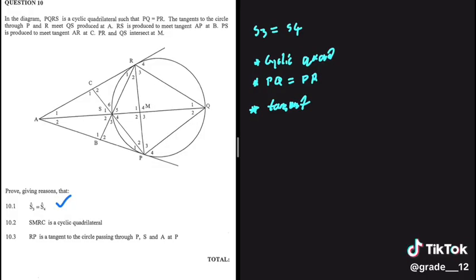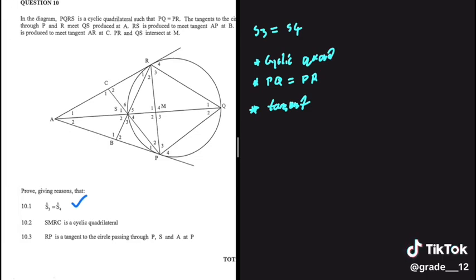So let's go ahead and give it a try and see what happens. I had a lot of people saying that they couldn't even answer one question from question 10. I wonder why that is the case, but I hope I'm going to be able to get at least one correct. Let's see. So S3 is equal to S4. Let's look at our first keyword. Our first keyword is cyclic quad. So let's see if we can make sense of that.